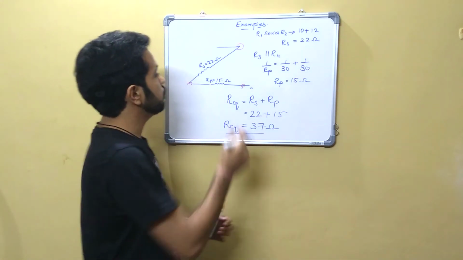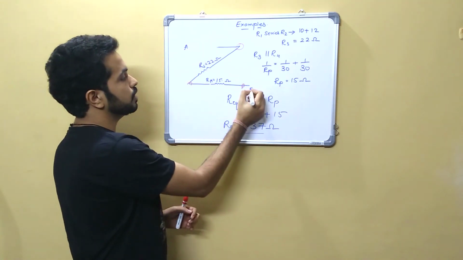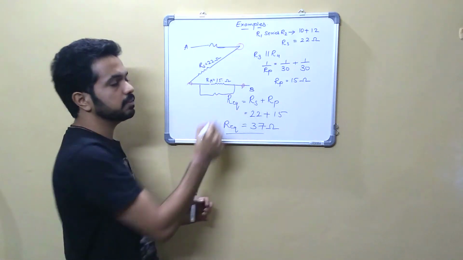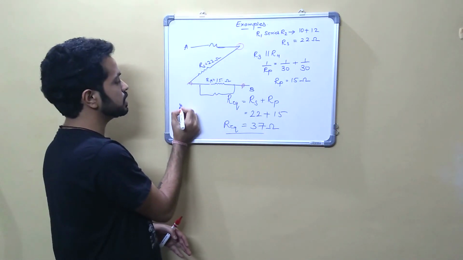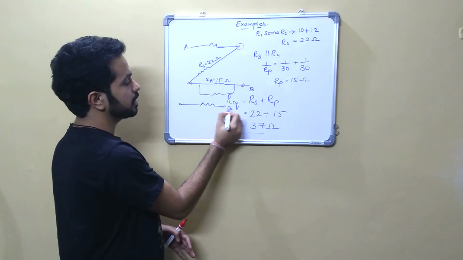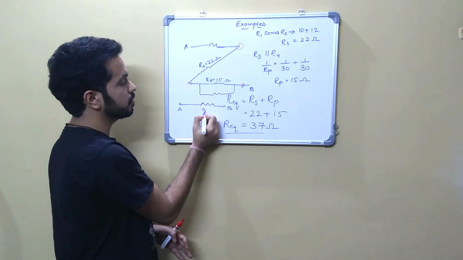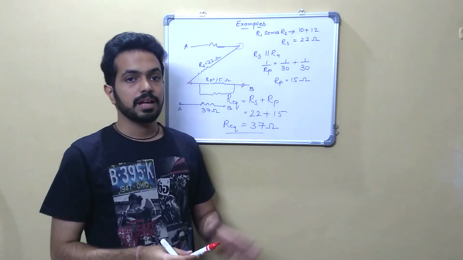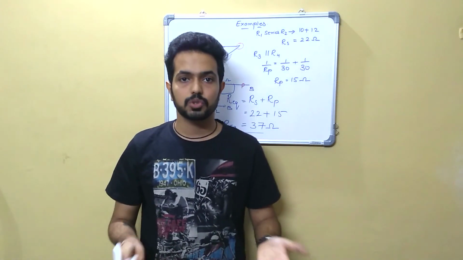In other words, if I have to simplify this circuit, if you remember something like this was the circuit, all I can do is between the point A and point B, I can put one single resistor of 37 ohms and it will function same as this complex circuit was doing.